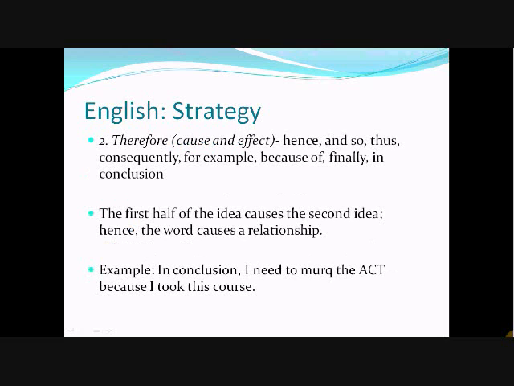The second type of transition is called therefore, and that looks at cause and effect. Basically, the first half of the idea causes the second idea, hence a causal relationship. Other words similar to therefore include hence, and so, thus, consequently, for example, because of, finally, in conclusion. For example: in conclusion, I need to mark the ACT because I took this course. The first half of the idea is I need to mark the ACT. Why? Because I took this course, and that's a cause and effect relationship.